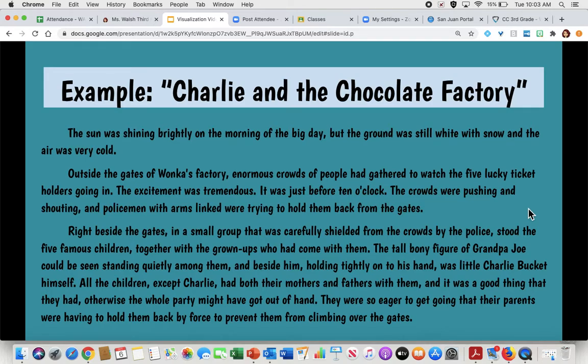The tall, bony figure of Grandpa Joe could be seen standing quietly among them, and beside him, holding tightly onto his hand, was little Charlie Bucket himself. All the children, except Charlie, had both their mothers and fathers with them, and it was a good thing that they had. Otherwise, the whole party might have gotten out of hand. They were so eager to get going that their parents were having to hold them back by force to prevent them from climbing over the gates.